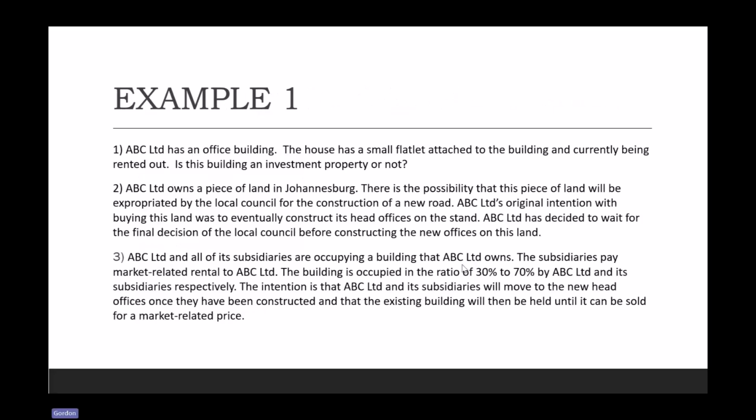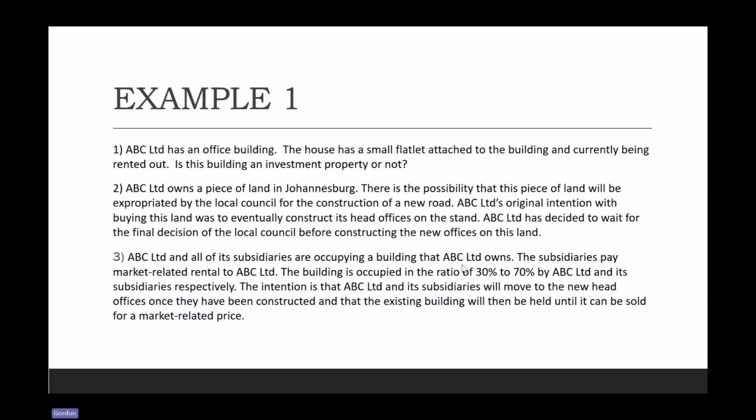So let's look at an example. I want you to read example 1 and let's discuss it. Then read example 2 and let's discuss it. This will make you be able to identify an investment property when you see one. So let's read it and let's think about it.